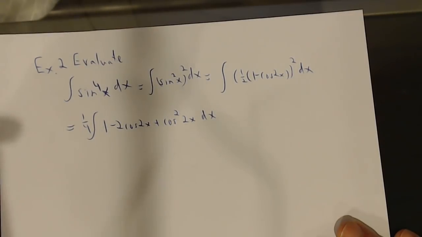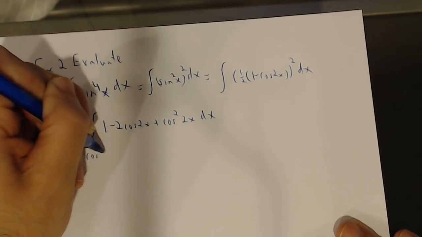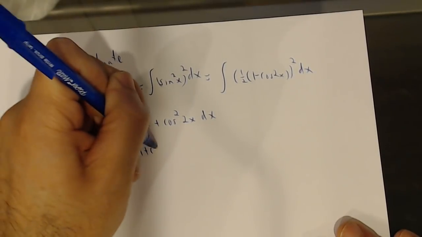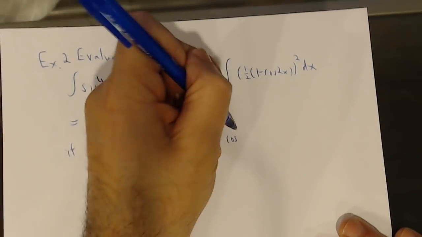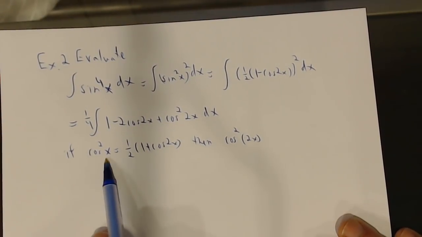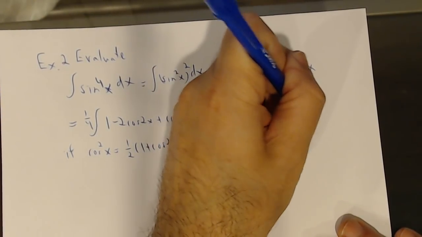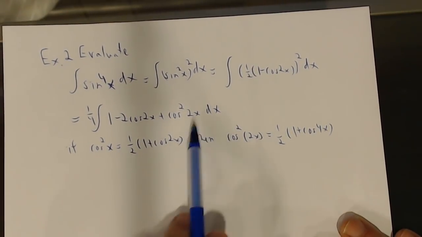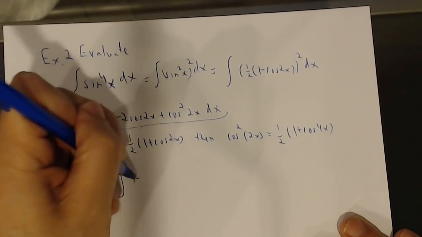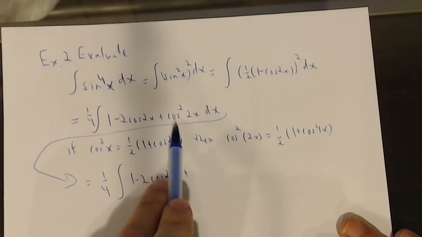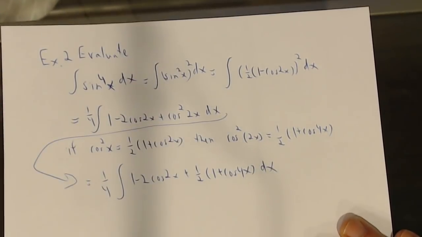So what does this turn into? Now think of it this way. Before I substitute here, here's what we know. We could say, look, if cosine squared x is equal to 1/2 times 1 plus cosine 2x, then clearly we could say then cosine squared 2x. If this is x and that becomes 2x, then if this is 2x, this should be 1/2 times 1 plus cosine of 4x. Okay, so that's what we're going to do. So now I could continue on here, which is 1/4 the integral of 1 minus 2 cosine of 2x, plus that becomes 1/2 times 1 plus cosine of 4x dx.